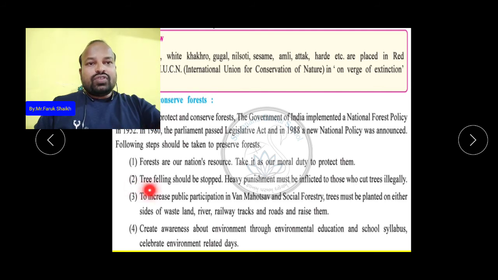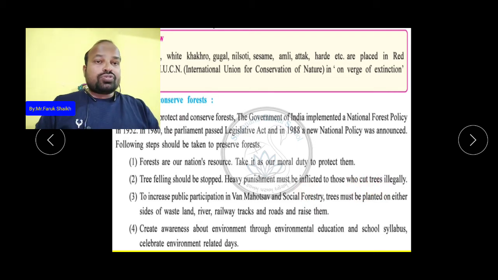Tree fellings will be stopped. Heavy punishment must be inflicted on those who cut trees illegally. Okay, and the cutting of trees illegally should be stopped. And heavy punishments must be inflicted on those who cut trees illegally.